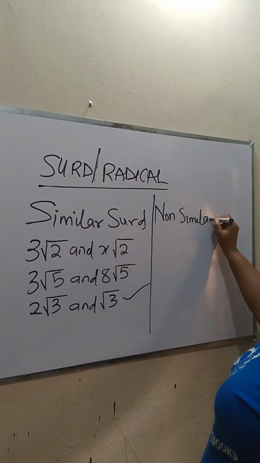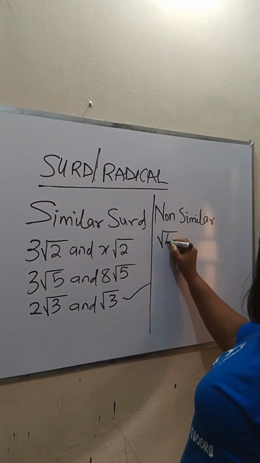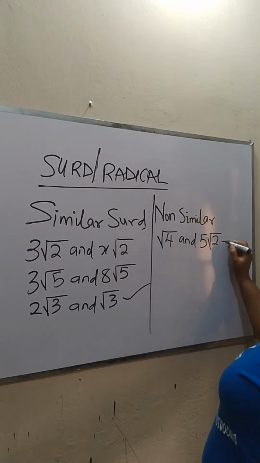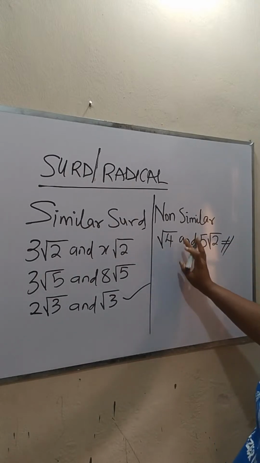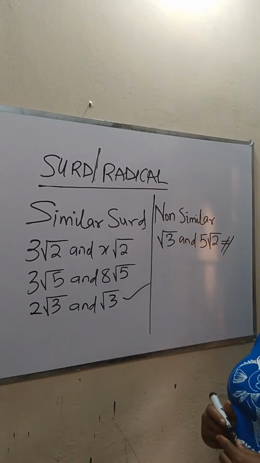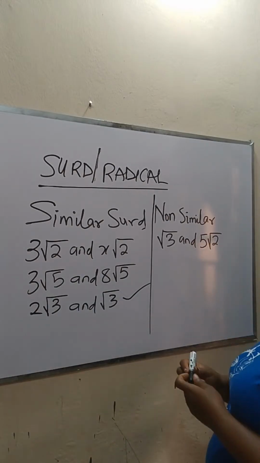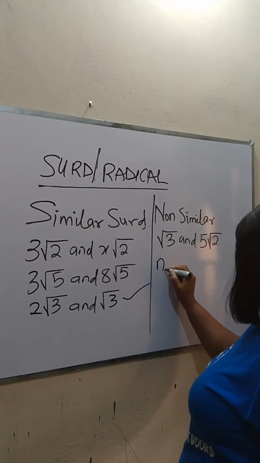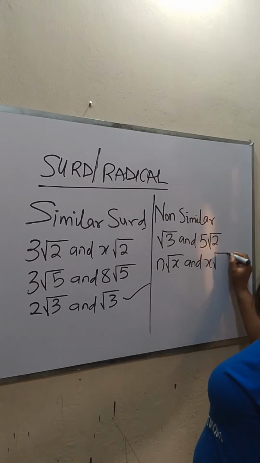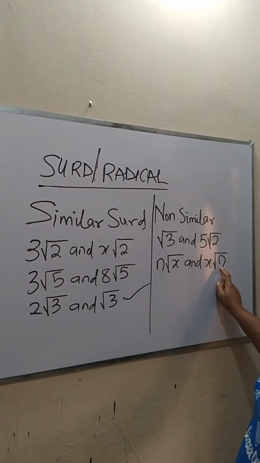Non-similar. When we talk about the non-similar surds, if you have root 3 and 5 root 2, these ones are not similar because the surds are different. Then we have n root x and x root n. Now these two are not similar because this is x here and this is n, so they are not similar.